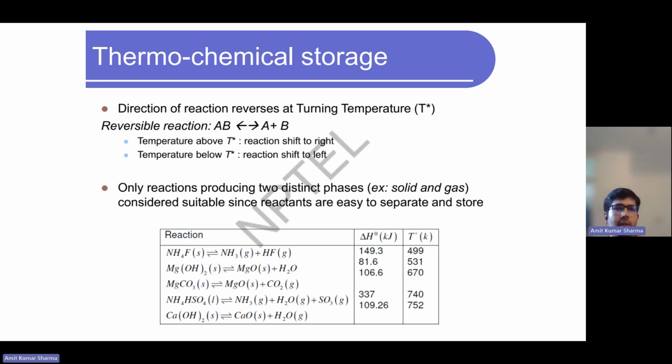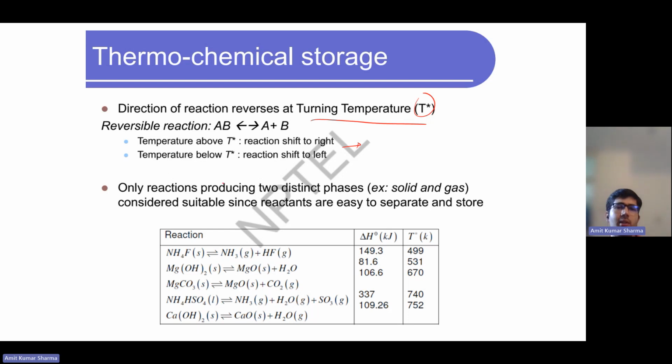Now thermochemical storage. The direction of reaction reverses at turning temperature T star. Okay, so T star is the turning temperature. Reversible reaction AB to A plus B, or A plus B to again AB. So if the temperature is above T star, the reaction shifts to the right, so AB will become A plus B. If temperature is below T star, the reaction shifts to the left, so A plus B will become AB. So it depends on the T star temperature.